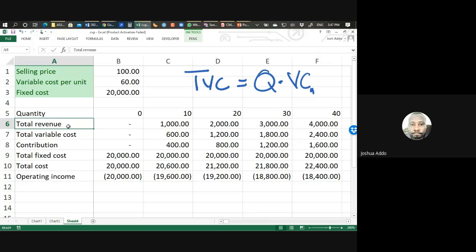So at what sales revenue are you making losses? At what sales revenue are you making profits? And at what sales revenue are you making zero profit, and at what sales revenue are you making above zero profit? Okay, so let's try to do that chart.